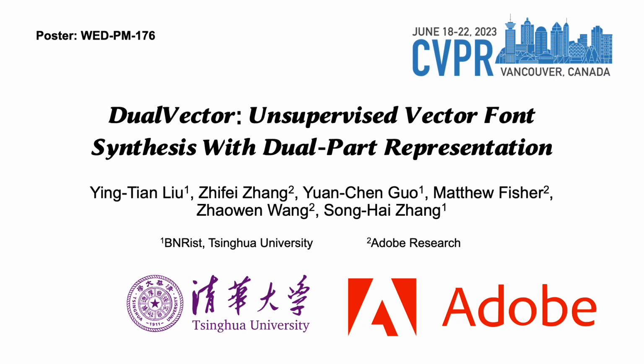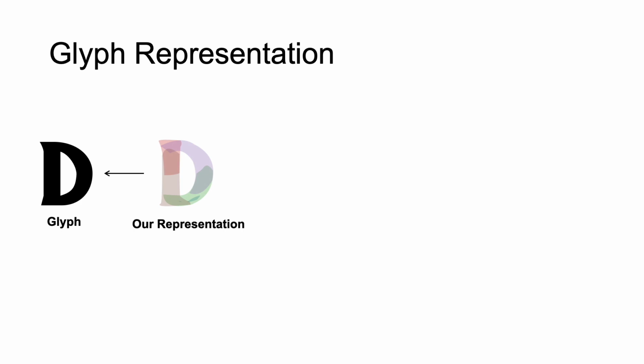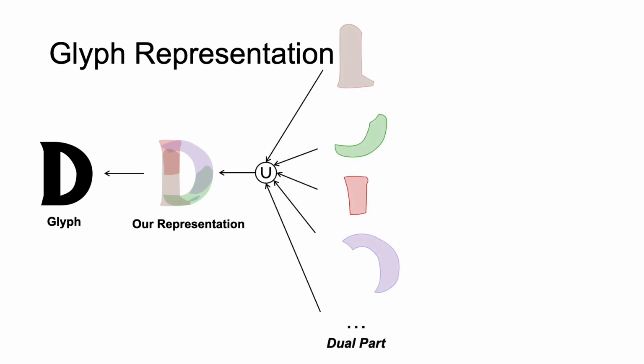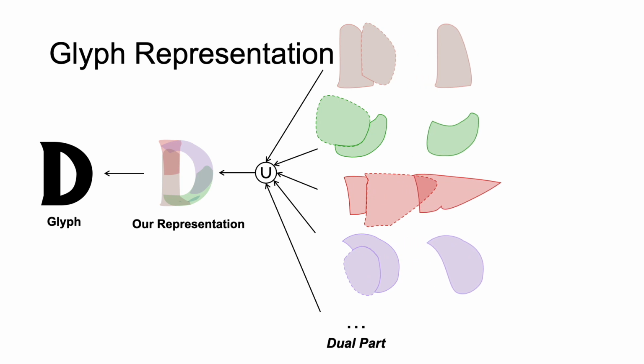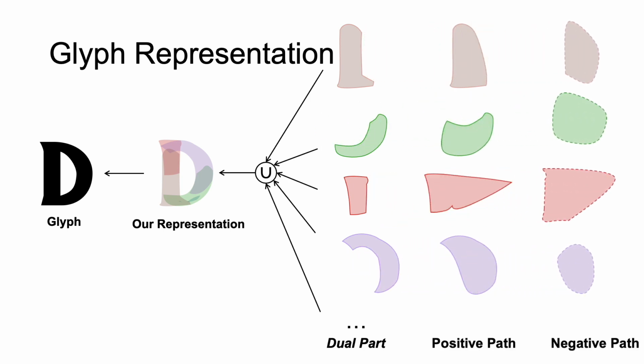In this paper, we present DualVector, an unsupervised vector font synthesis approach with dual-part representation. We propose a new vector representation for each glyph. Each glyph is composed of several unioned dual parts. A dual part contains a pair of positive and negative paths, which are both closed Bezier paths. A Boolean subtraction operation is applied to form the dual part.